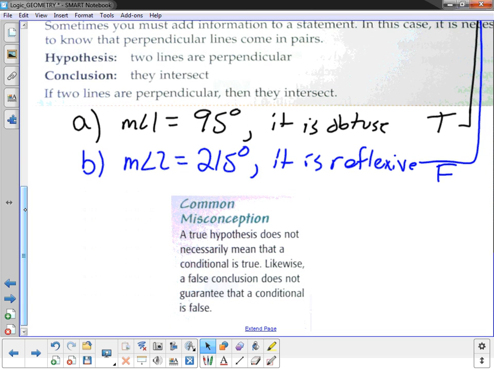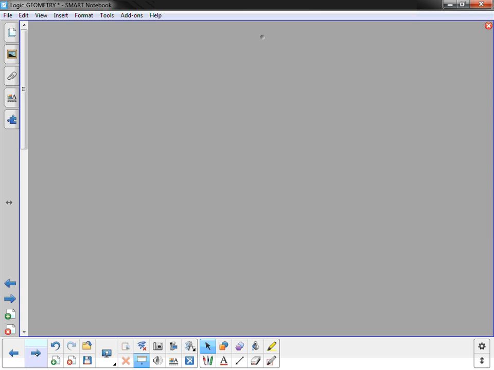So a common misconception is that a true hypothesis would mean that you have to have a true conditional. Well, this blue one shows that that's not true. I had a true hypothesis. I had a 215-degree angle. It was more than 90, but it wasn't obtuse. Okay. Likewise, if I have a false conclusion, it does not guarantee that the conditional is also false. So what if I had something that worked in those ranges? We'll look at that later.